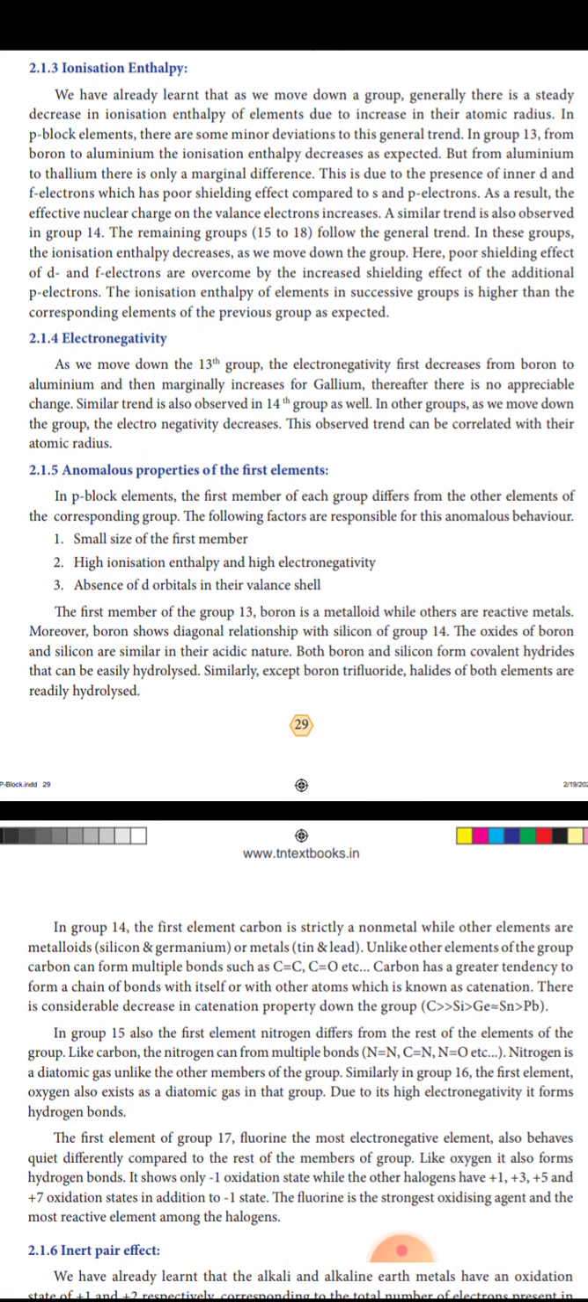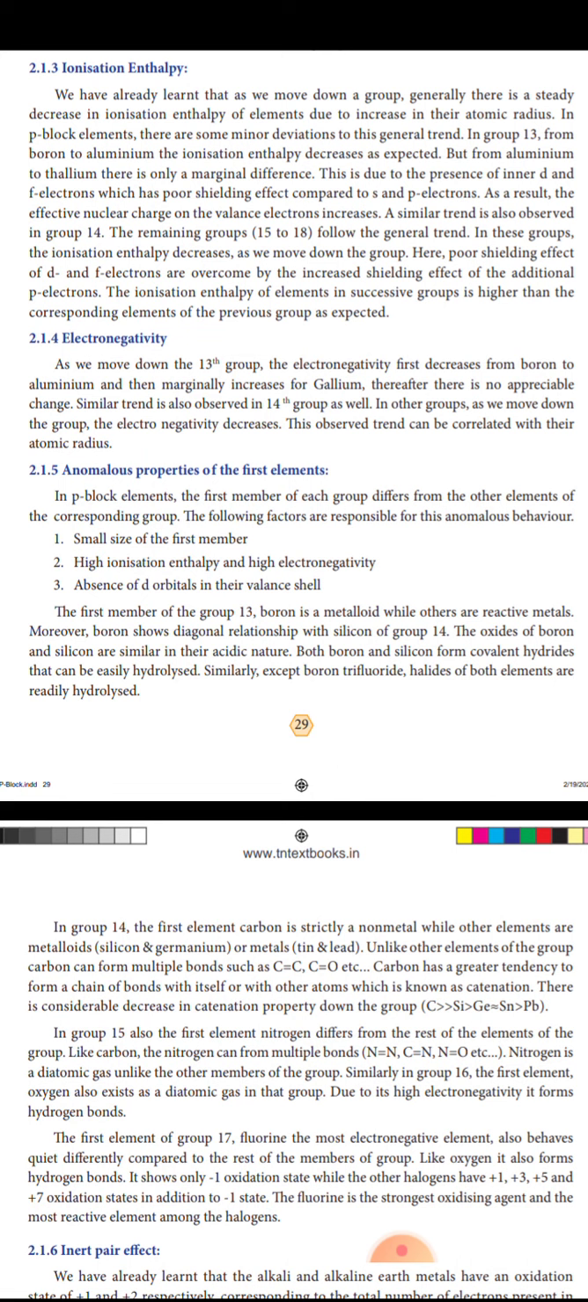In group 13, from boron to aluminum, the ionization enthalpy decreases as expected, but from aluminum to thallium, there is only a marginal difference. This is due to the presence of inner d and f electrons, which have poor shielding effect compared to s and p electrons. As a result, the effective nuclear charge on the valence electrons increases. A similar trend is also observed in group 14.